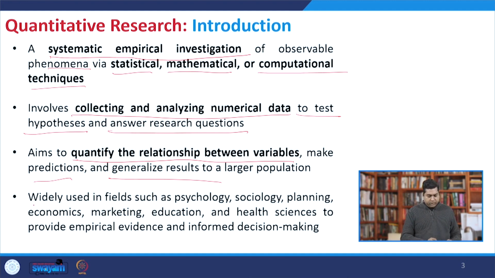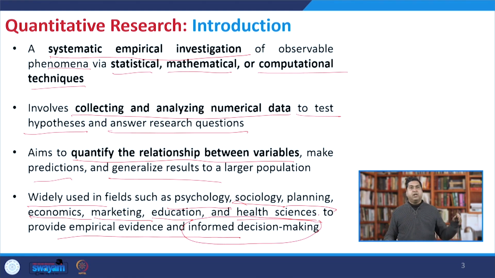This research approach has widely been used in fields such as psychology, sociology, planning, economics, marketing, education, health science, and many more, even in architecture and building science, to provide empirical evidence and informed decision making. Because this is something that we require, informed decision making. Out of the phenomena, out of the findings, we take a conclusion, whether it is building materials to be fixed in a construction site, or some sort of strategy that we are going to adopt.